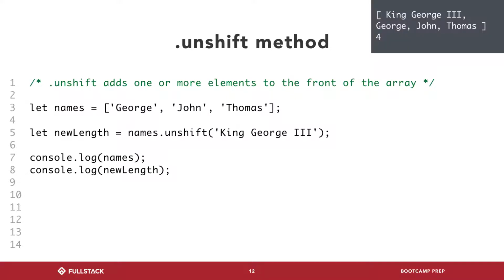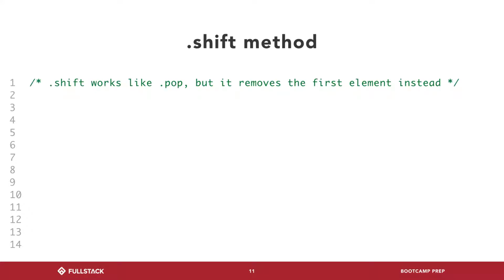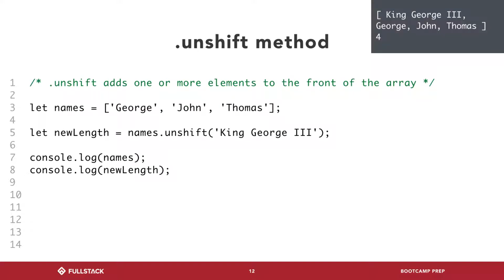Oh, sorry, I'm so confused right now. Shift removes the first element in the array. Unshift adds it to the beginning. My bad. That was a total brain fart on my side. Shift removes the first element in the array. Unshift adds an element to the beginning of the array. So shift shifts everything to the left by one, and unshift shifts everything to the right by one in terms of the index. Cool. Unshift is the opposite of shift.